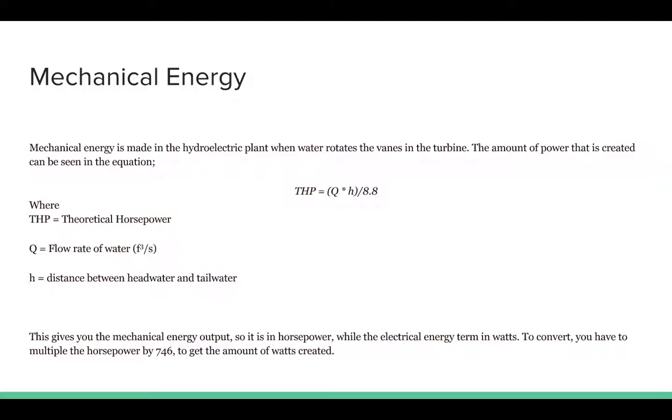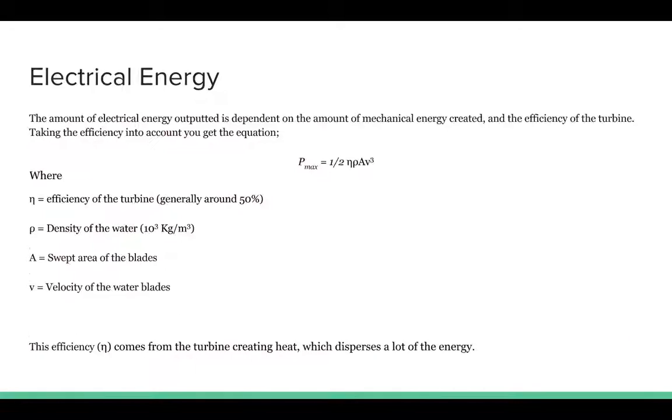8.8. And this gives you the mechanical energy output, so it's in horsepower, which is the mechanical unit, while the electrical energy is in terms of watts. So to convert this, you'll have to multiply the horsepower by 746 to get the amount of watts created in the system. And lastly, we have electrical energy.